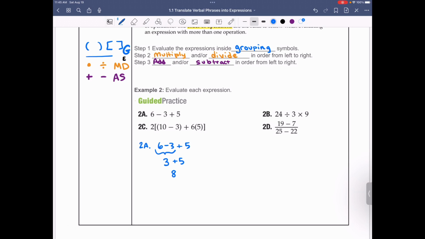Okay, hopefully we have room for 2C. If not, that's what I'm going to do. I'm going to just start it over here so we definitely have enough room. We have 2 bracket parentheses 10 minus 3 parentheses plus 6 parentheses 5, close the brackets.